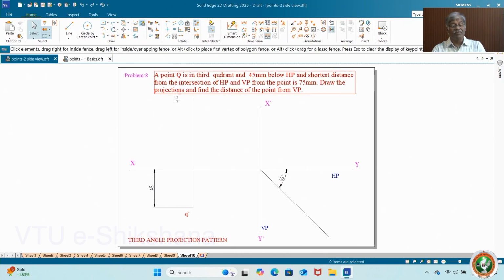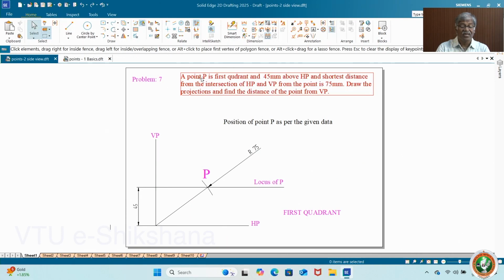I have a problem. A point Q is in the third quadrant, 45 mm below HP, and the shortest distance from the intersection of HP and VP to the point is 75 mm. Draw the projections. Similarly, we have a problem in the first quadrant for reference. The point P is in the first quadrant, 45 mm above HP, and the shortest distance from the intersection of HP and VP is given.